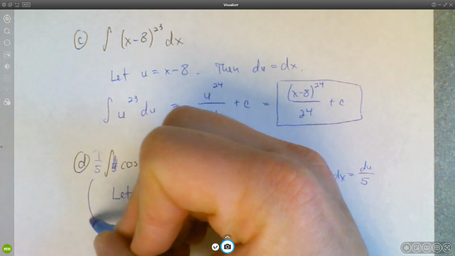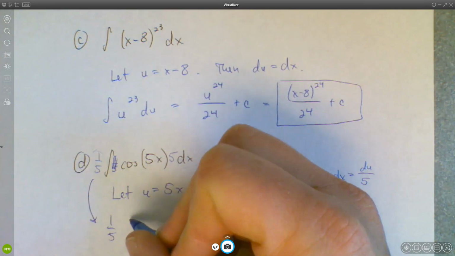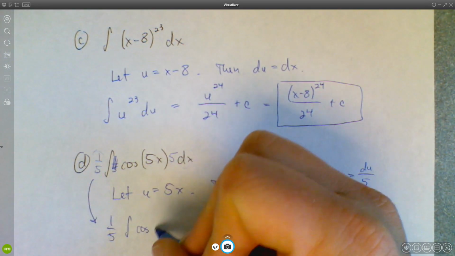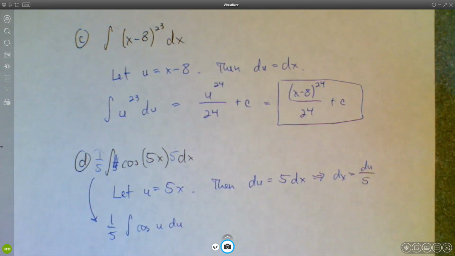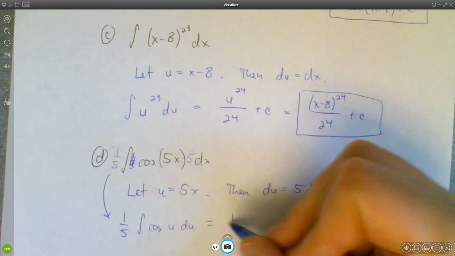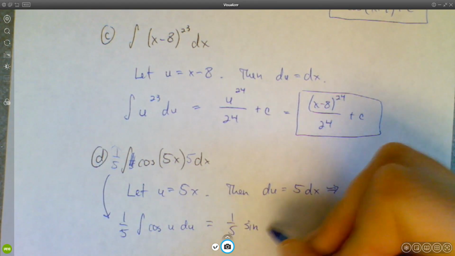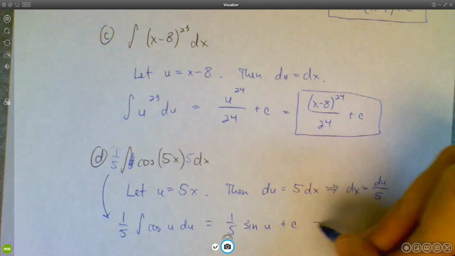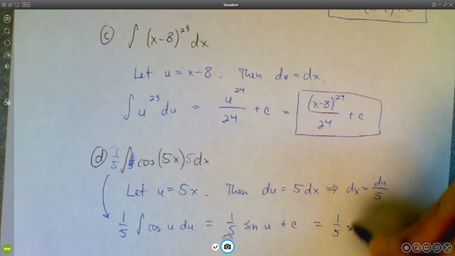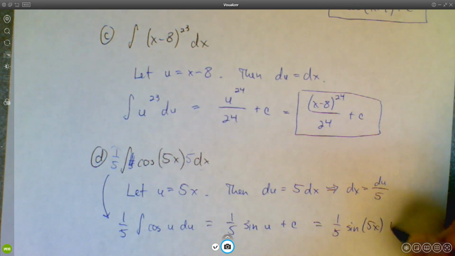But this integral now becomes 1/5 times the integral of cosine u du. And that's all there is to it. So that's 1/5 sine u plus c, or in other words, 1/5 sine of 5x plus c.